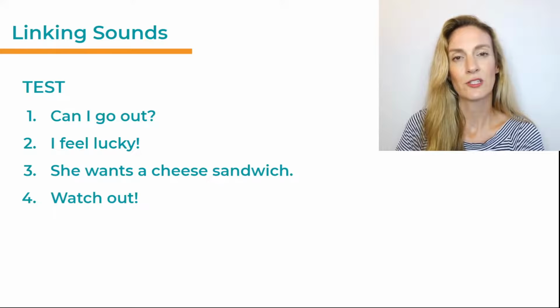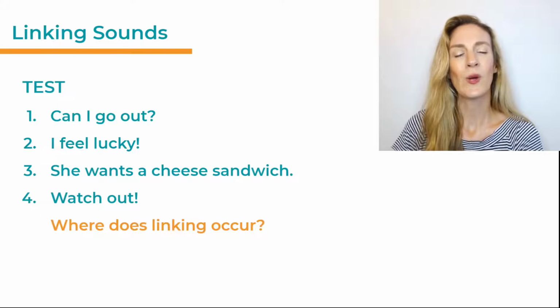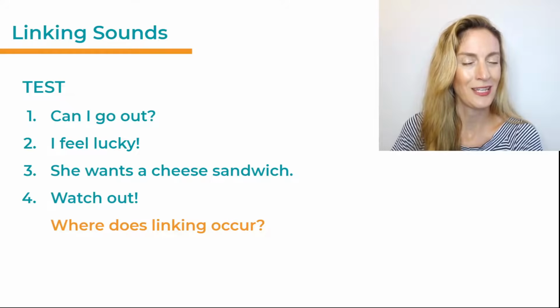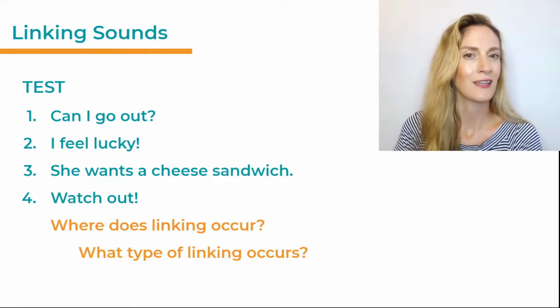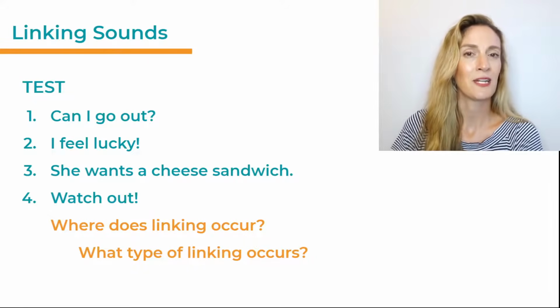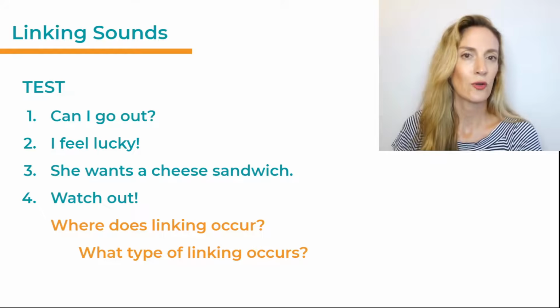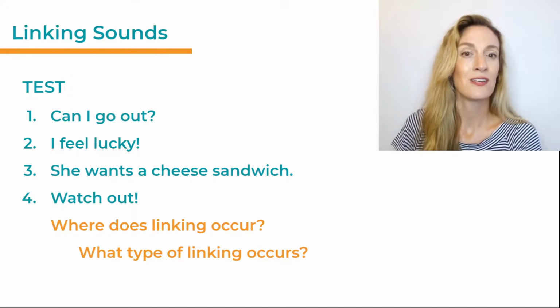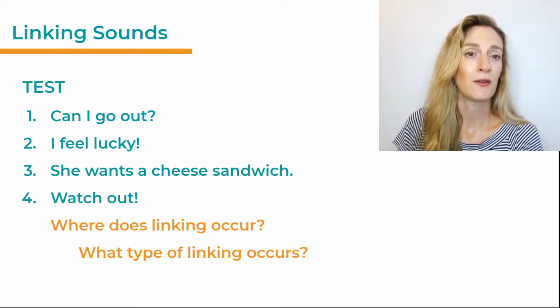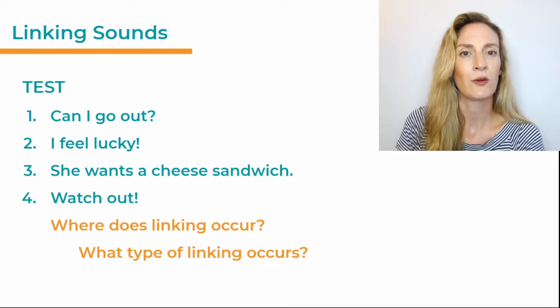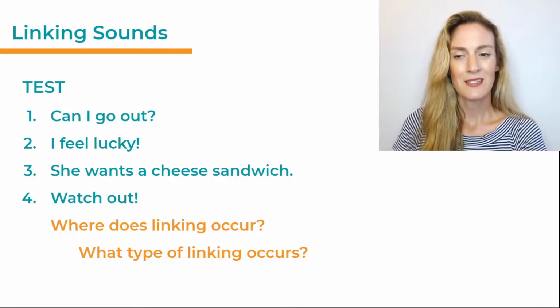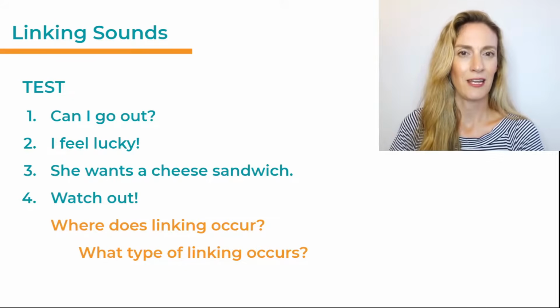The question for you is, where does linking occur in these sentences? And what type of linking occurs? So by what type, I mean, do we link from consonant to consonant, consonant to near consonant, or vowel to vowel, or maybe we link from consonant to vowel. That is something we covered in video 1, in part 1. So listen to the sentence carefully.